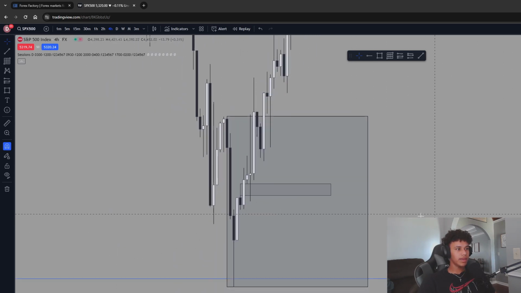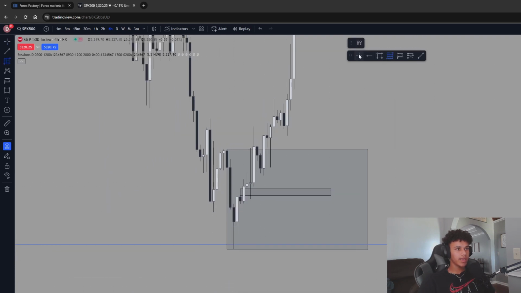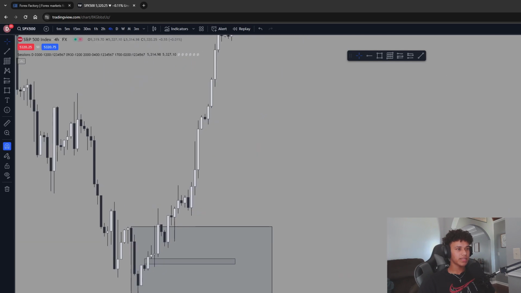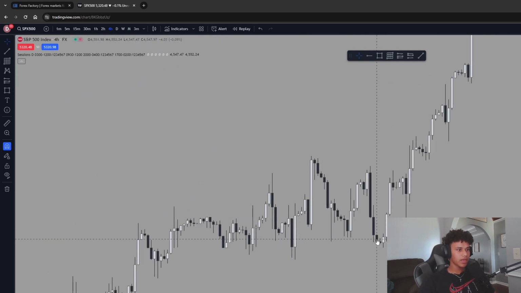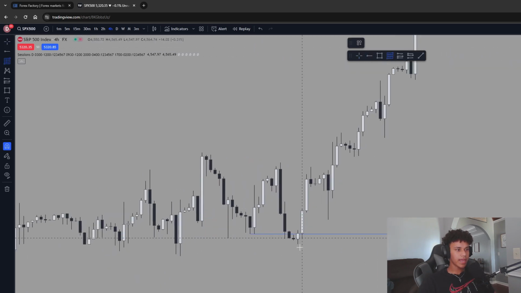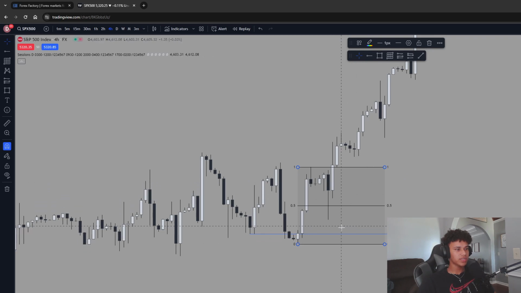Next would be equilibrium. Equilibrium sometimes doesn't happen. It's not required for me. I just use it as an extra confluence. Here there's a liquidity sweep, and I use the Gantt box. Some people use fib retracement. It's the 50% mark. Up here is premium and down here is discount. They want to buy low and sell high. So it comes into this fair value gap, which is also in equilibrium.